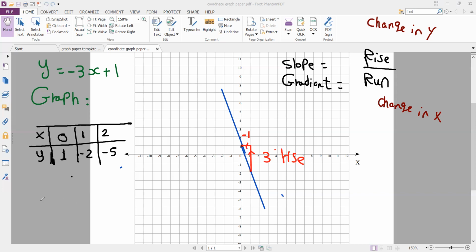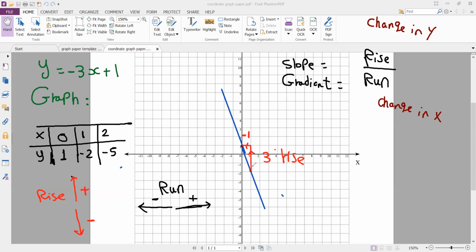I mean by the rise is moving up or moving down. When we move up, it's positive. When we move down, it's negative. And I mean by the run is moving to the right or moving to the left. Moving to the right is positive and moving to the left is negative. That's the rise, that's the run.